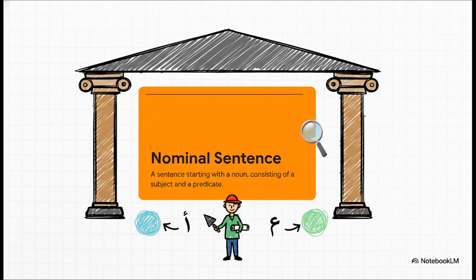Think of a man building a solid foundation for a house, right? He needs two equal, load-bearing pillars to hold the roof up safely. Well, in Arabic, those pillars are the subject, which we call the mubtada, that's the thing or person we're talking about, and the predicate, the khabar, which gives us the actual news or information about that subject.